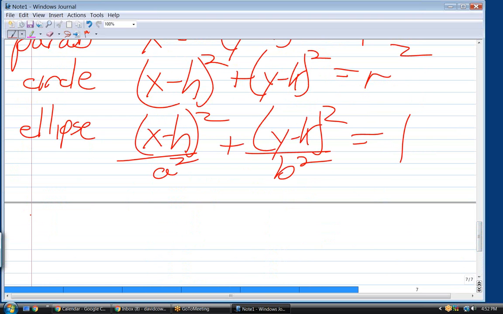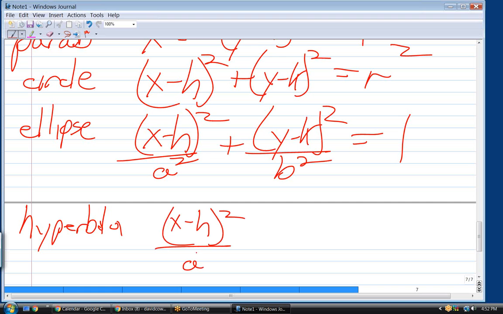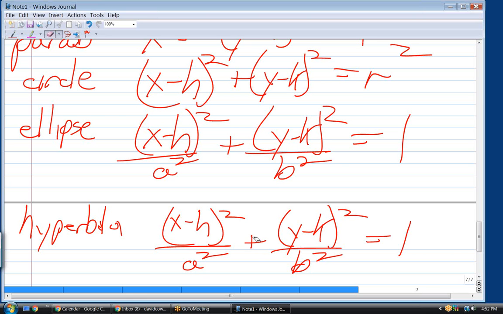And finally, hyperbola. You've had that? Yep. The only difference between a hyperbola and an ellipse is the sign. It's negative. You still have a squared plus b squared, or that's the primary difference between an ellipse and a hyperbola.